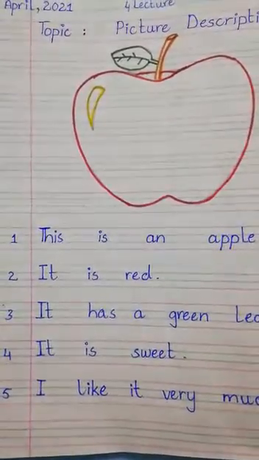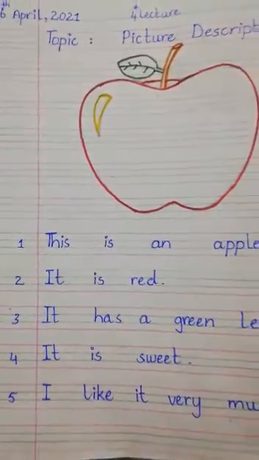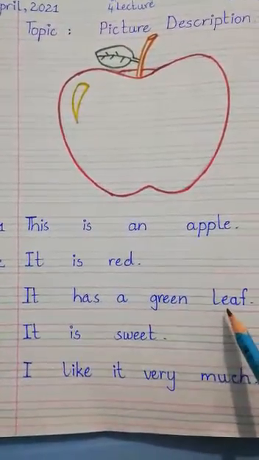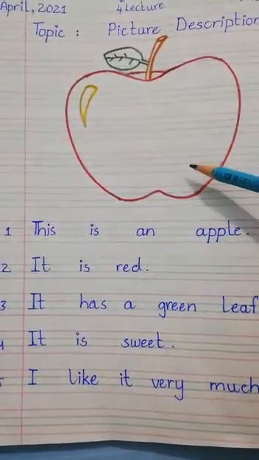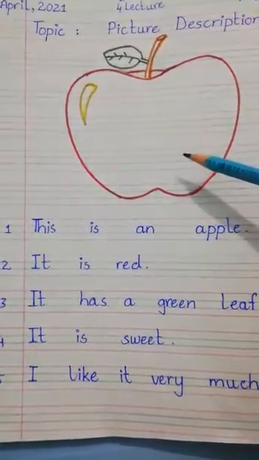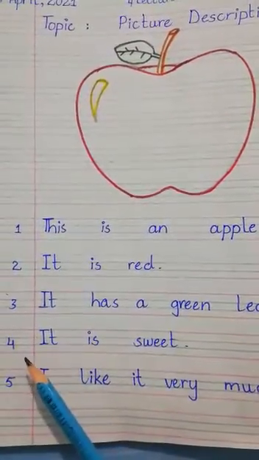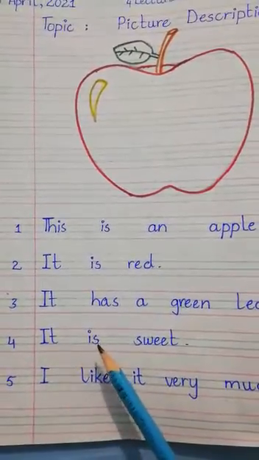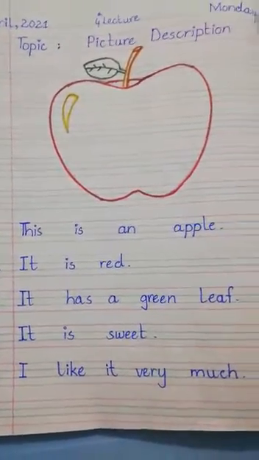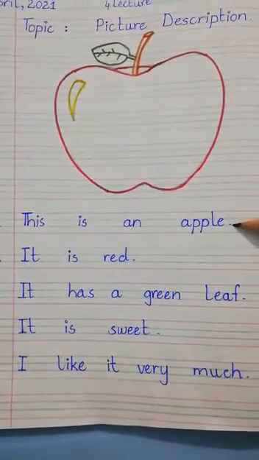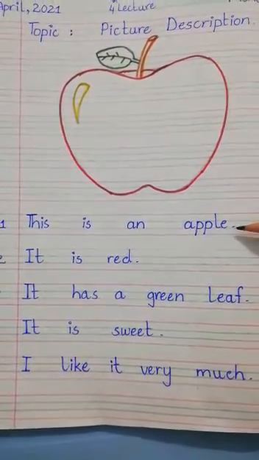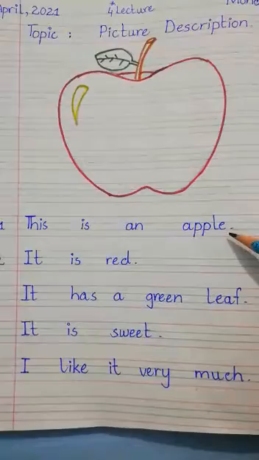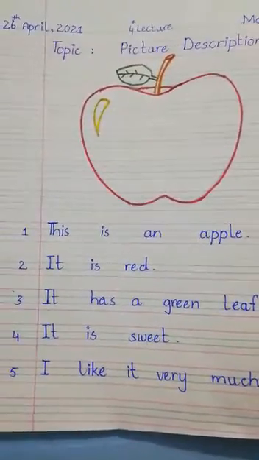What is the color of apple? Very good. It is red. So your second sentence is, it is red. Very good. Now next, it has a green leaf. What is the color of the leaf? Green. So here you will write, it has a green leaf. Okay. Now you will tell about its taste. Your fourth sentence is, it is sweet. It is sweet. Very good.